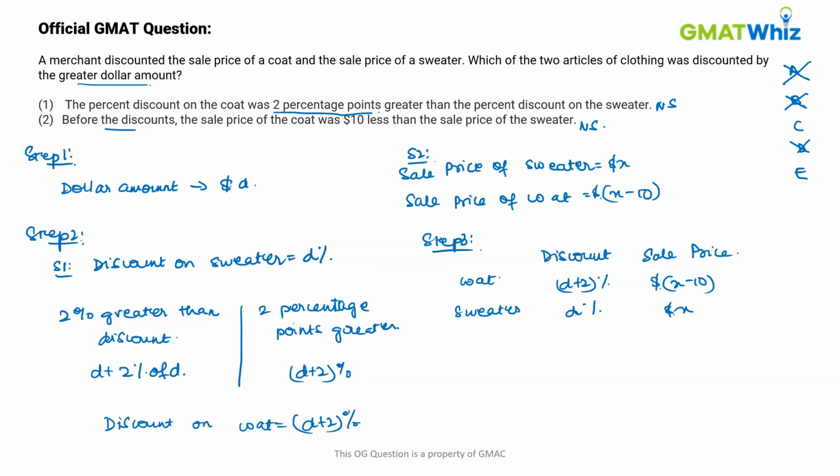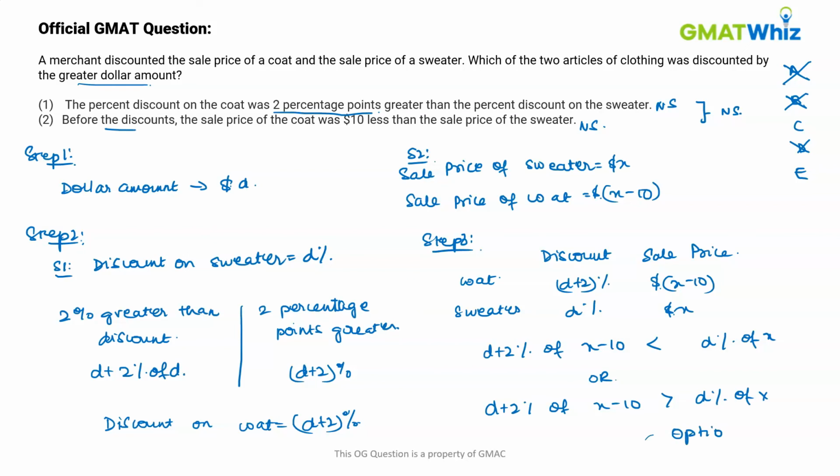Now the question basically wants us to find which of these was given the discount in the greater dollar amount, right? So basically we either need to check if D plus 2% of X minus 10 is less than D% of X, or we can also check if D plus 2% of X minus 10 is greater than D% of X. We need to check which one is valid. But notice guys, this is an inequality with two variables, right? One X and one D, and it will not be possible for you to find out the value, and hence the statements combined are also not sufficient. So the correct answer choice is option E.